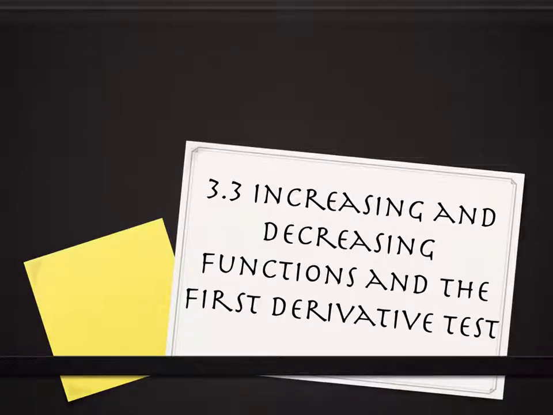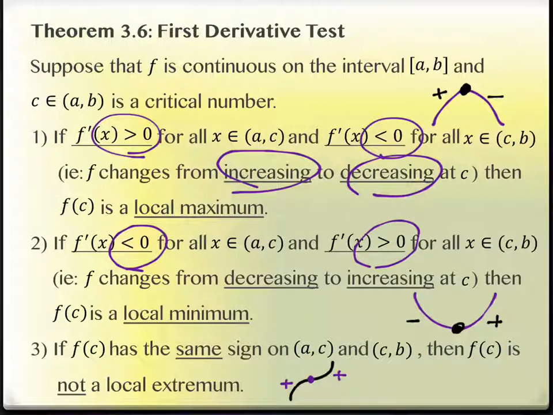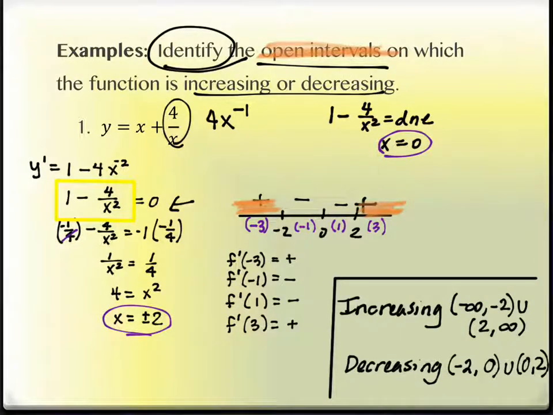3.3, last time we started this section, we were taking a look at increasing and decreasing functions, and we talked about the first derivative test. We did a couple of examples, just to remind you. And so our examples here asked us specifically to find increasing and decreasing. The way that we did that is we found where the derivative was either equal to 0 or where the derivative doesn't exist, and those are our critical points.